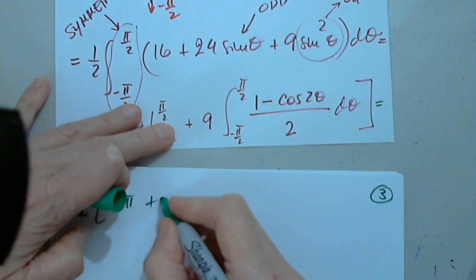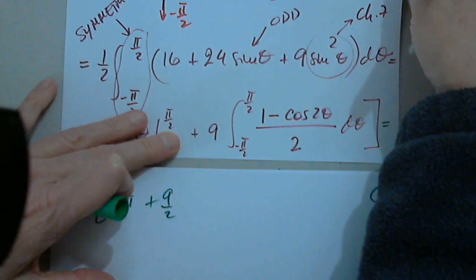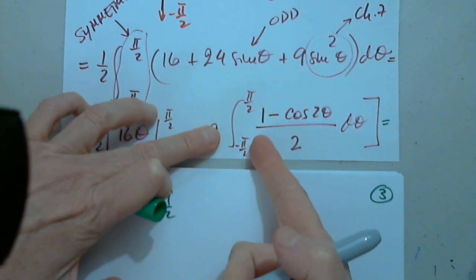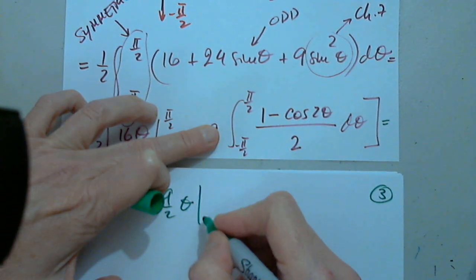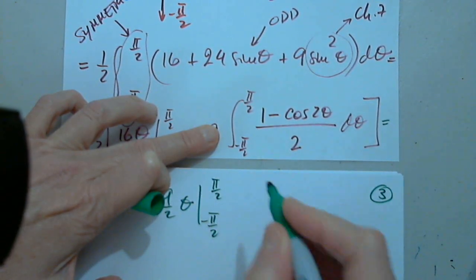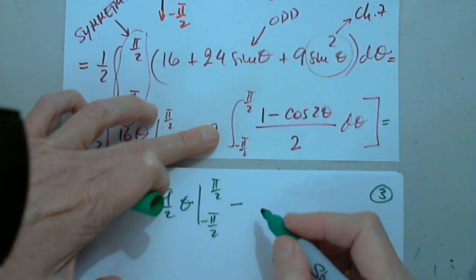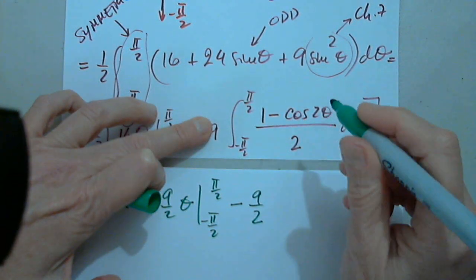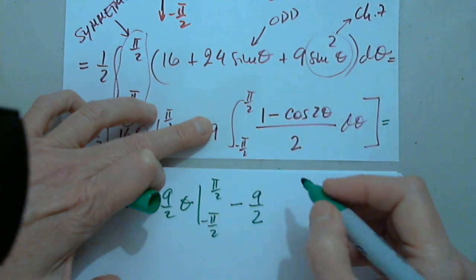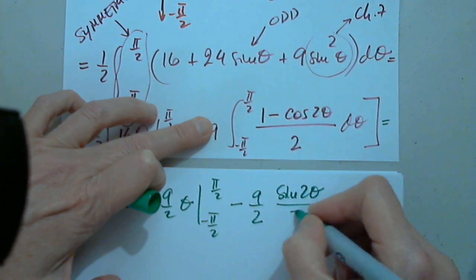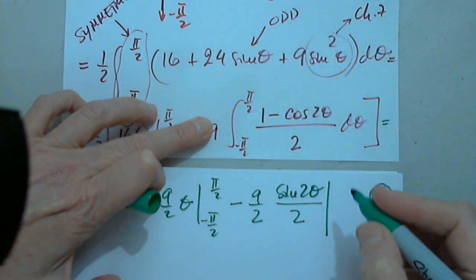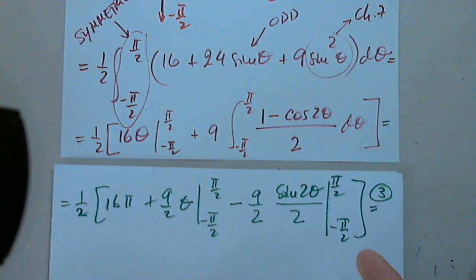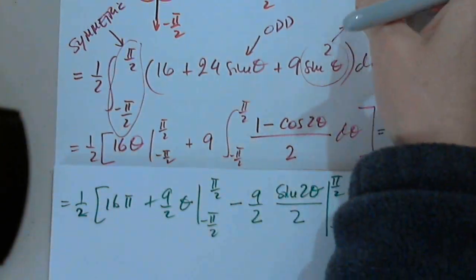Then I have 9/2. Okay, so 9/2 going outside. The integral of 1 d theta will be theta from negative pi over 2 to pi over 2. And now minus 9 over 2, and cosine, so the integral of cosine 2 theta will be sine 2 theta over 2 from negative pi over 2 to pi over 2. I use the bracket so I don't forget about 1/2.